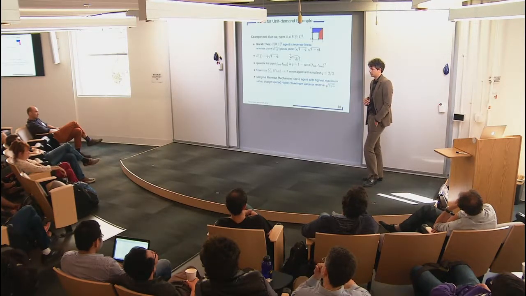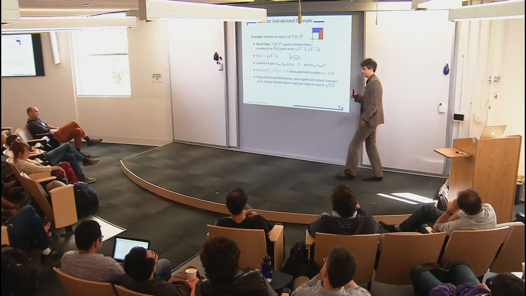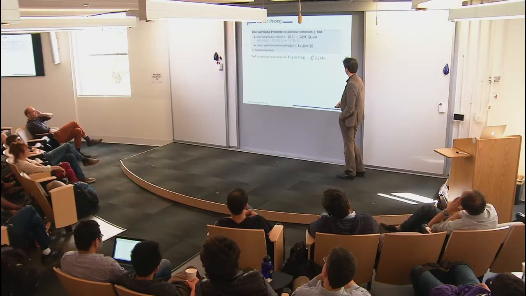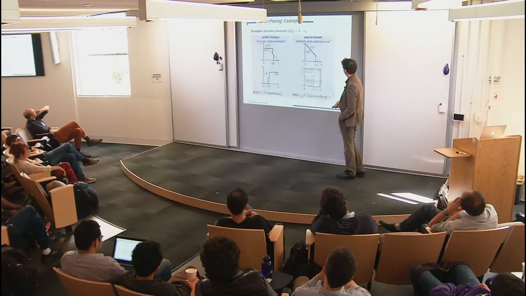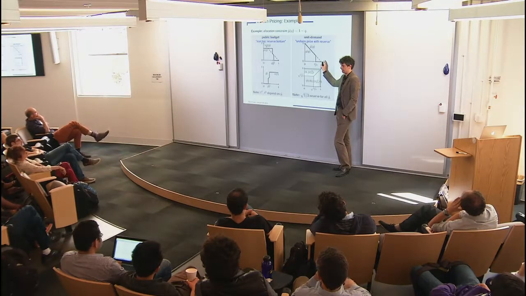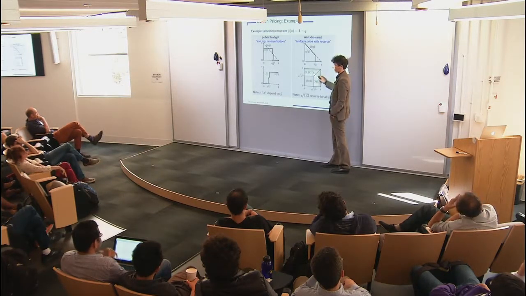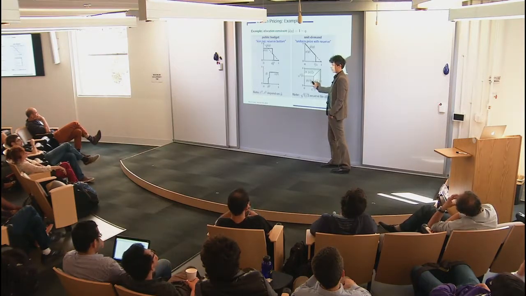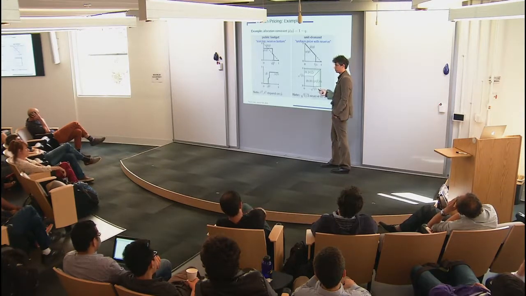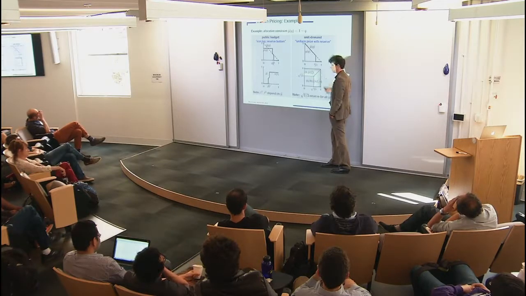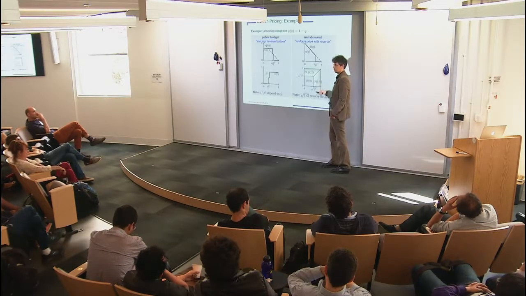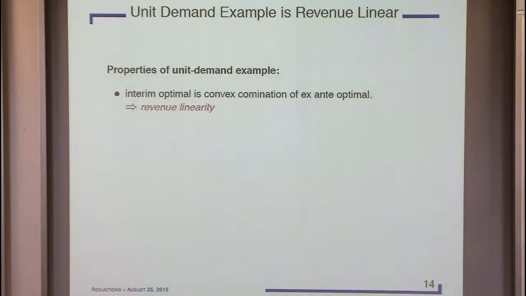The other answer is you could observe the structure of the interim optimal mechanisms, which is what we did today. So we saw this interim optimal mechanism for the unit demand case. And if you look at this allocation rule, what is it doing? It's gradually increasing probability as you get higher coordinate for your favorite item. Okay? What were the optimal ex-ante mechanisms? They were just posting a uniform price. So you can implement this allocation rule by taking a combination of those ex-ante mechanisms. Therefore, it's revenue linear. Okay?